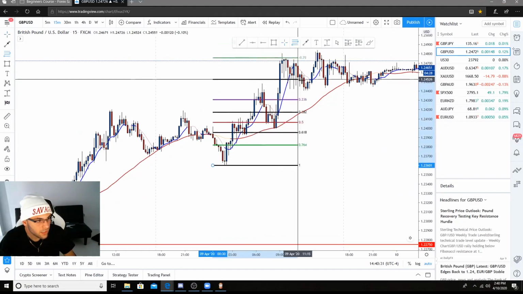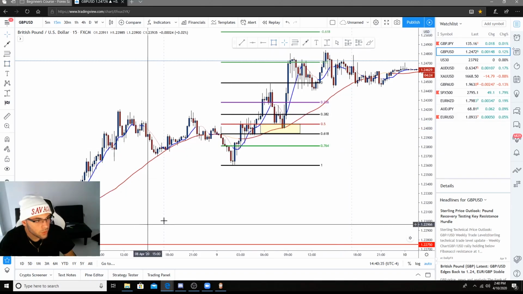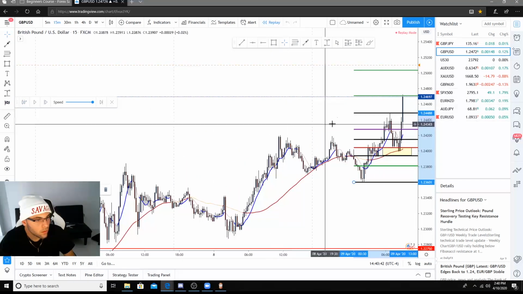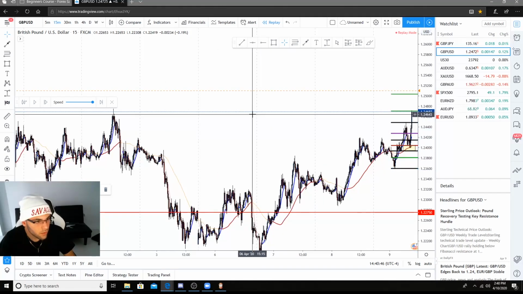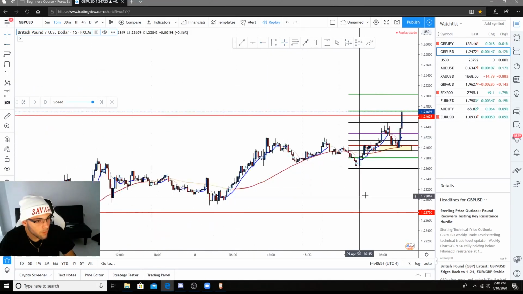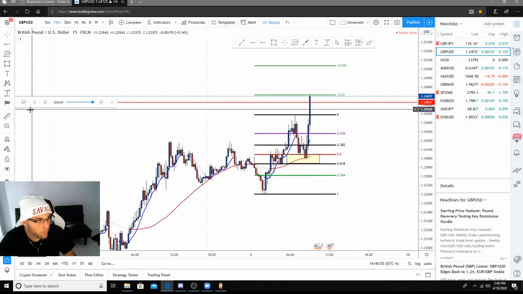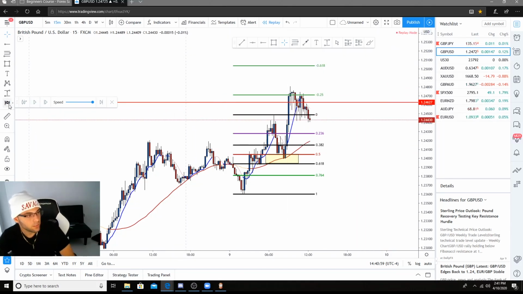As you can see, beautiful. Entry, boom, Fibonacci, boom. Looking over here, looking over here. Super clean. Bam. Look at that, man. This is really, really good confluences.